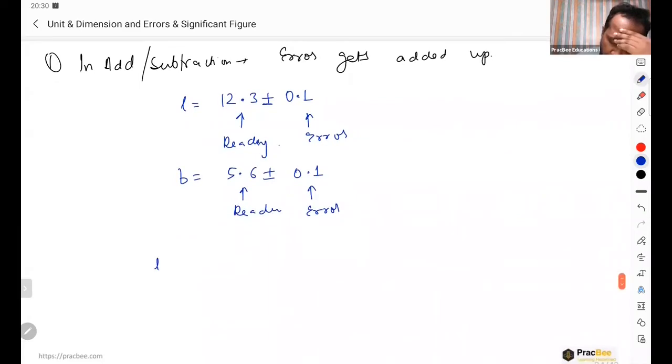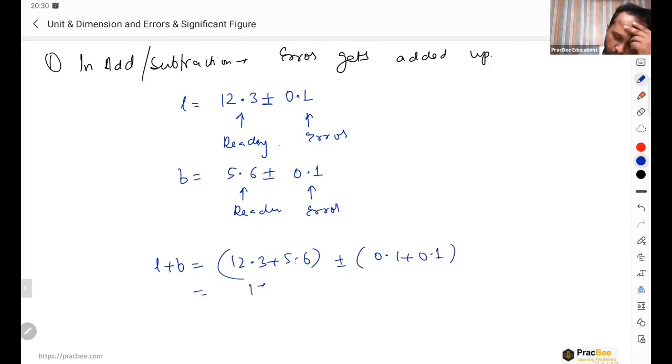So if you add L plus B, this will be simply 12.3 plus 5.6 and the error will be plus minus 0.1 plus 0.1. So the answer will be 17.9 plus minus 0.2.